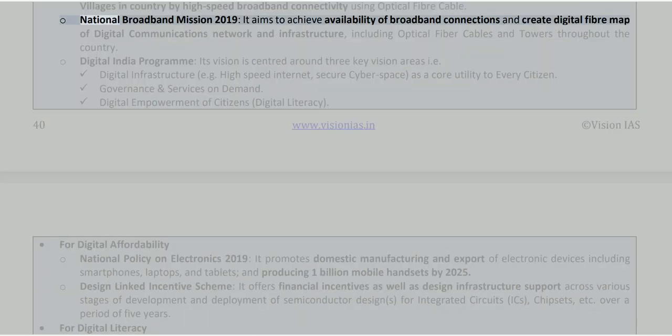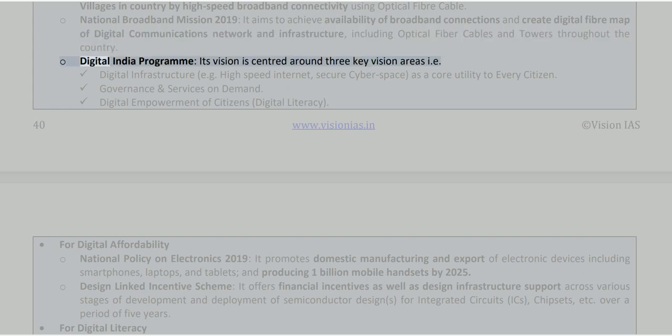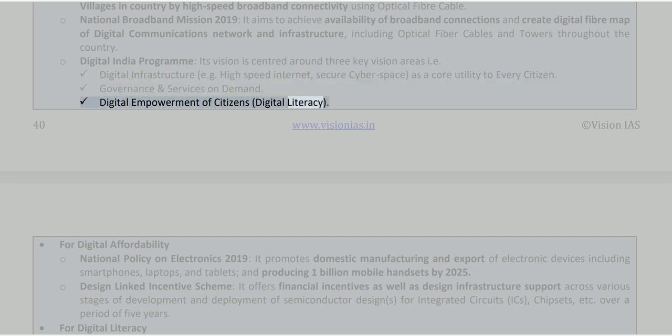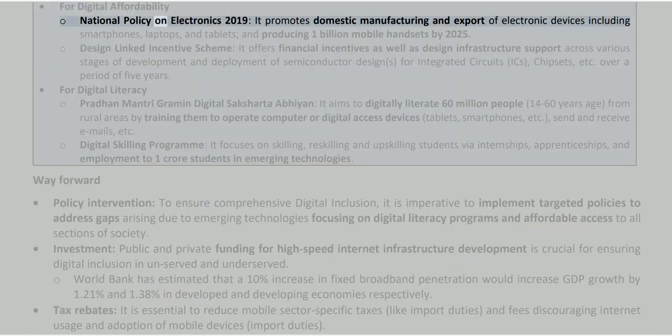National Broadband Mission 2019 aims to achieve availability of broadband connections and create a digital fiber map of digital communications network and infrastructure, including optical fiber cables and towers throughout the country. Digital India program: its vision is centered around three key vision areas, i.e., digital infrastructure, e.g. high-speed internet, secure cyberspace, as a core utility to every citizen, governance and services on demand, digital empowerment of citizens, digital literacy.